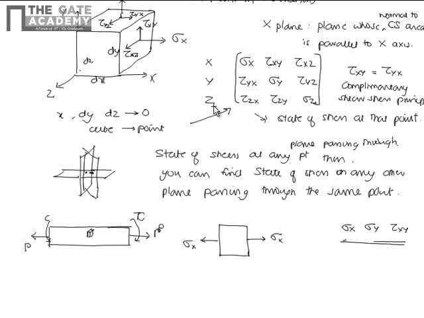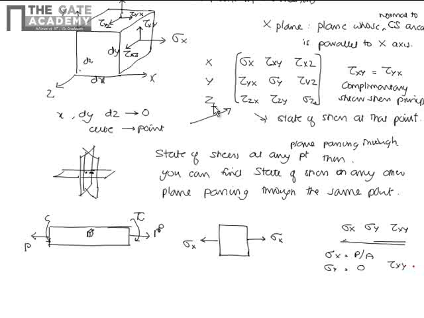And what is sigma x? Sigma x is the normal stress acting in the x direction. So in this case, you can write sigma x is equal to P by A. What about sigma y? Do you have any load acting in the y direction? No, we don't have any load acting in the y direction. So we can write sigma y is equal to 0. And what about tau xy?